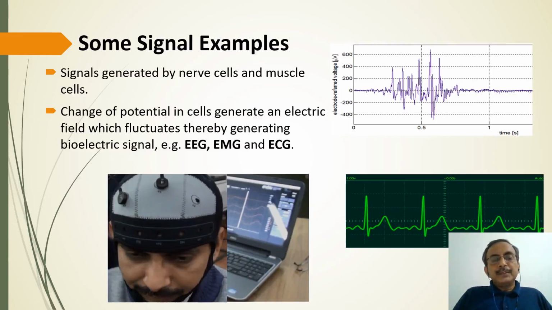For example, the nerve cells and the muscles, they generate signals. The muscle signals can be actually collected by using electromyography, EMG signal, which is shown over here, which shows how the muscle activity is changing with reference to time and the amount of voltage that is being generated, usually in the order of millivolts.